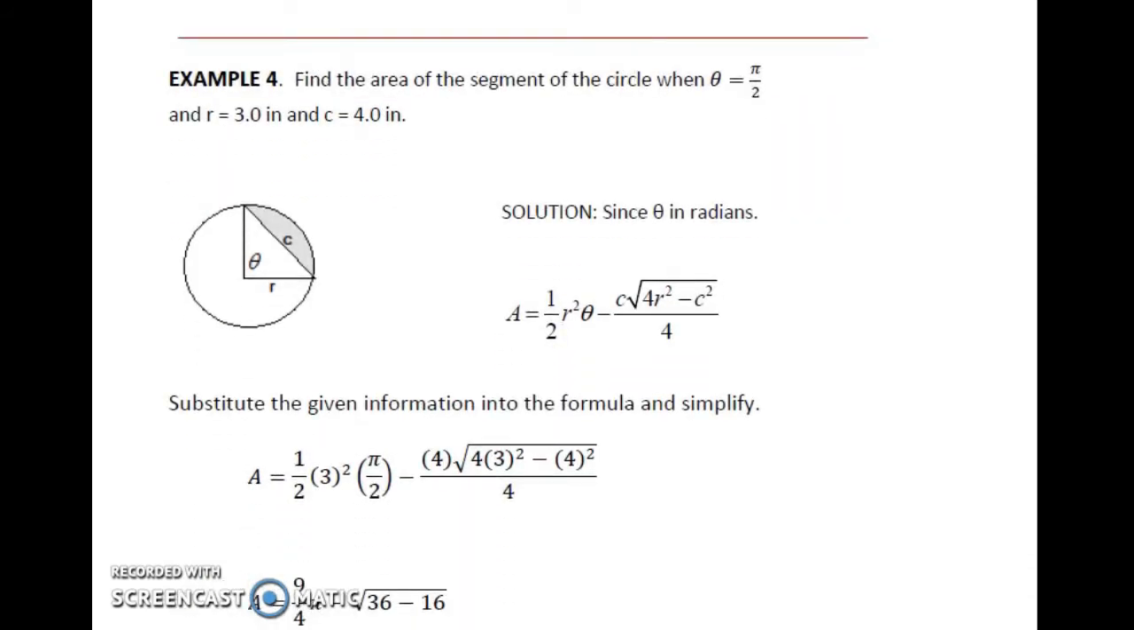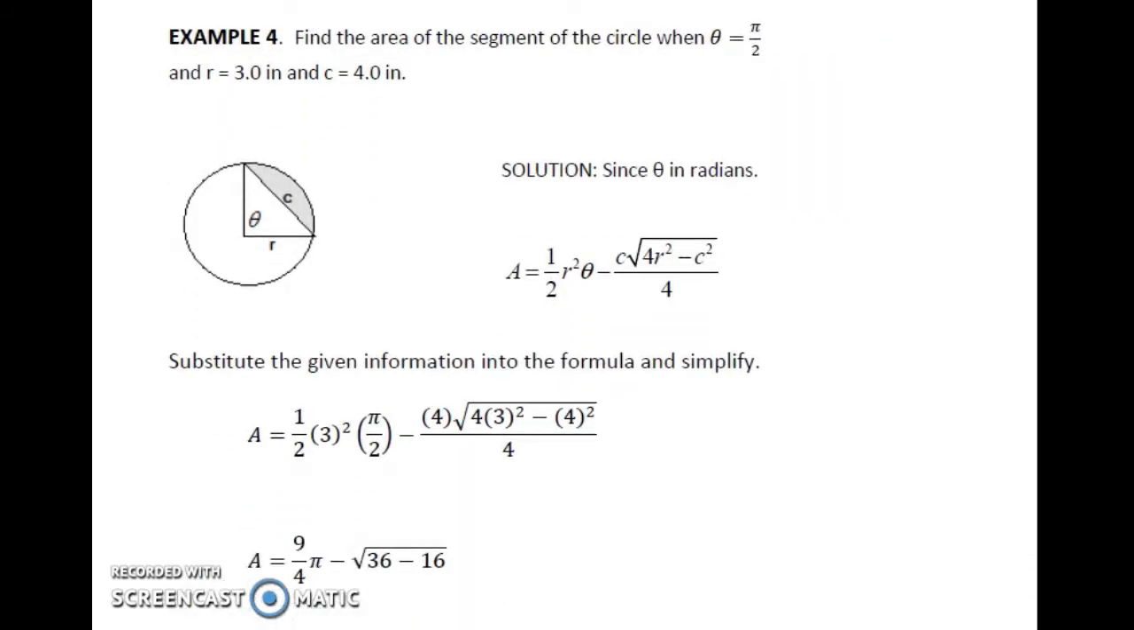Example 4. Find the area of the segment of the circle when theta equals pi over 2, the radius is 3 inches, and C, the length of the chord, is 4 inches. Since they give us theta in radians, we'll use the formula for calculating the area of the segment given radians. So here's that formula. It's the area of the whole sector in radians minus the area of the triangle.